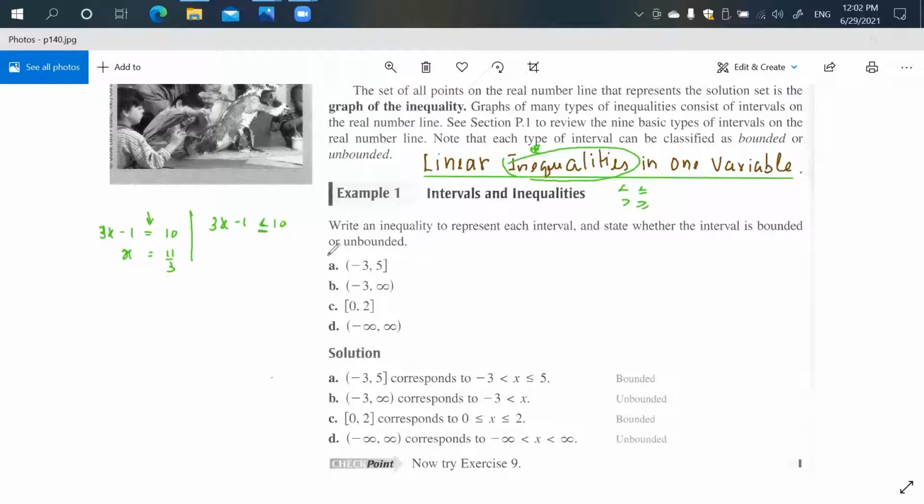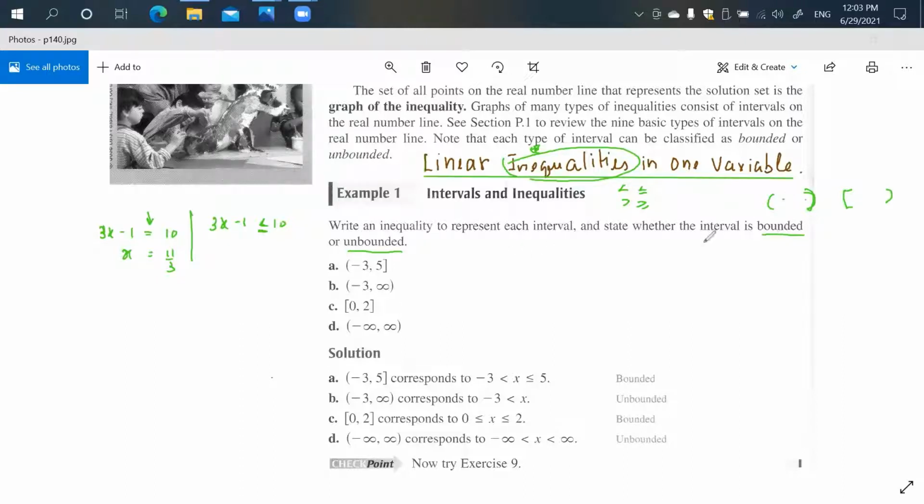But now we review a little bit from what you used to learn. You see example one here. Write an inequality to represent each interval and state whether the interval is bounded or unbounded. Bounded or unbounded, what is that? Bounded means they have some number, no matter open or closed, either both open, or one side closed and the other side open.